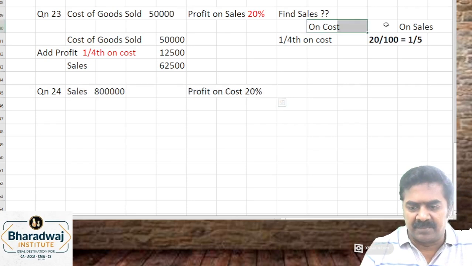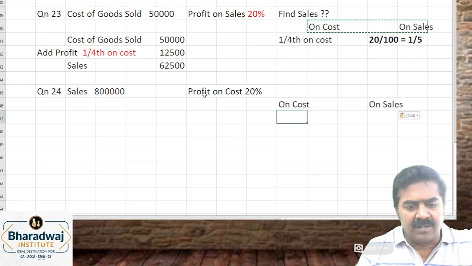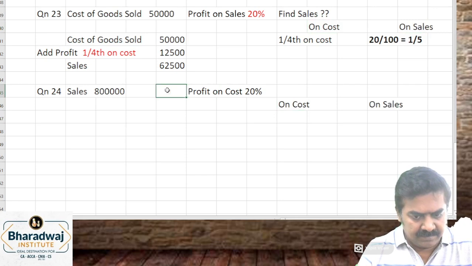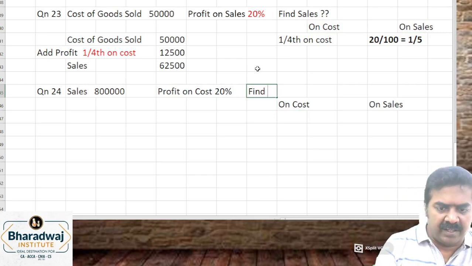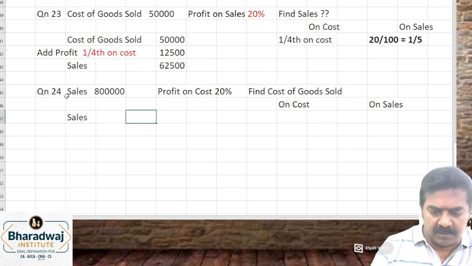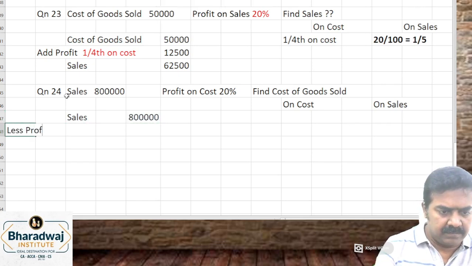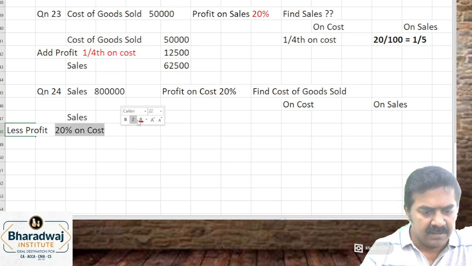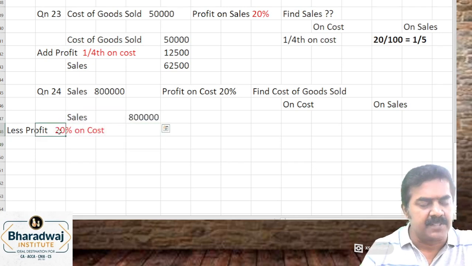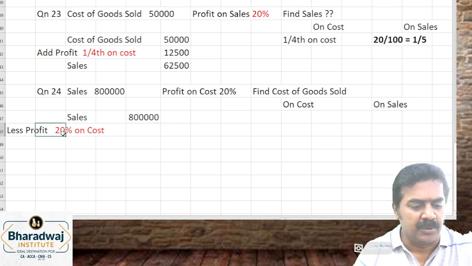Look at question number 24. On cost how much percentage have they given? 20%. Question is find cost of goods sold. Sales is given to us. How much? Less profit. 20% on what is given? Cost is given. So can I apply 8 lakhs into 20%? No. 8 lakhs is cost or sales? Sales.